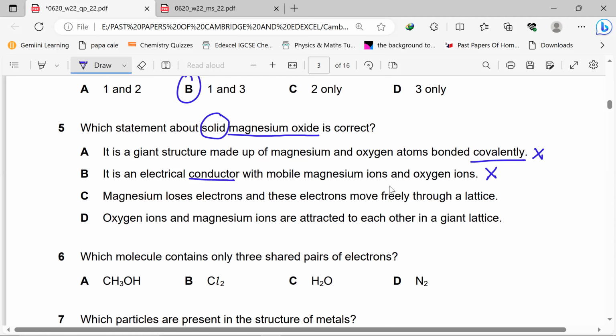Magnesium loses electrons, and these electrons move freely through a lattice. But in a solid ionic compound, there are no free electrons, and the ions do not move. So this is not correct. Oxygen ions and magnesium ions are attracted to each other in a giant lattice. That is an absolutely true statement.